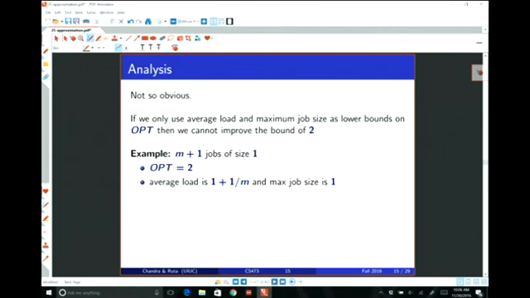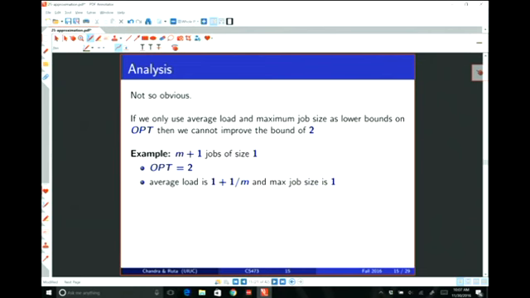1 plus 1 over m, right? It's m plus 1 divided by m, right? So if m is big, those two lower bounds are saying the optimum is at least about 1 plus 1 over m. But the optimum is actually 2. So if you use only those two lower bounds, we can't prove a ratio better than 2, because the actual optimum is 2, while the lower bounds are roughly giving only 1. If you have any reasoning which uses only those two lower bounds, you cannot prove a bound better than 2. Does it make sense a little bit?